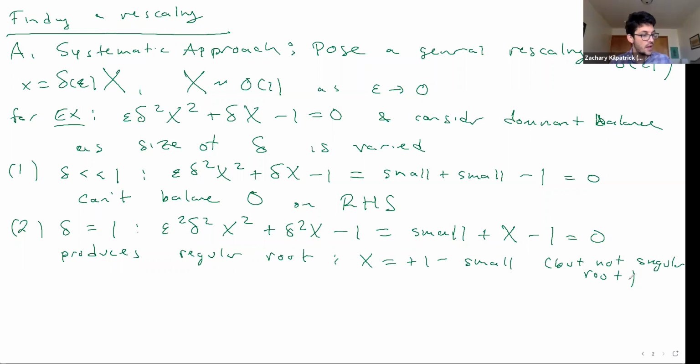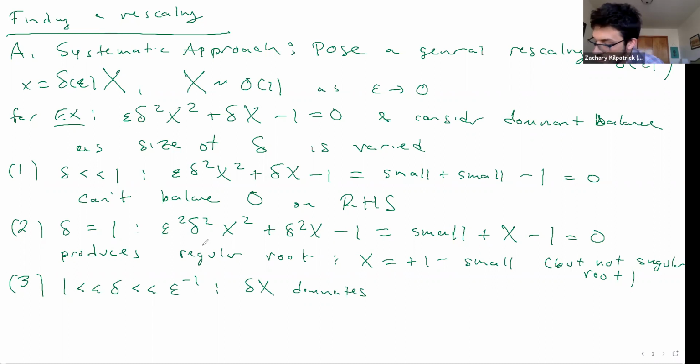So this guides us to the fact that we probably need to take delta to be large. But how large should we take it? Let's break that down into 3 cases. So let's say, for instance, we try delta is something between 1 and order epsilon to the minus 1. So this might mean that we want to take delta to be a negative fractional power. So in this case, the delta x term dominates.